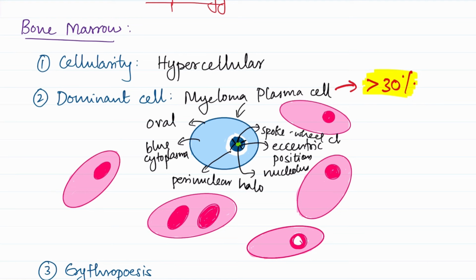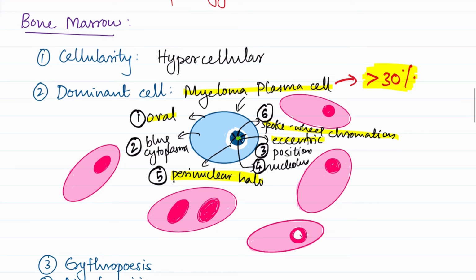So what are the features? Let's say once again. It's an oval shaped cell having a blue cytoplasm with a nucleus in an eccentric position with a nucleolus and perinuclear haloing with spoke wheel chromatin. The important points are again oval, eccentric nucleus, perinuclear halo, and spoke wheel chromatin. These four points must be noted about a myeloma plasma cell. And in addition to that, there are some other types of cells as well.